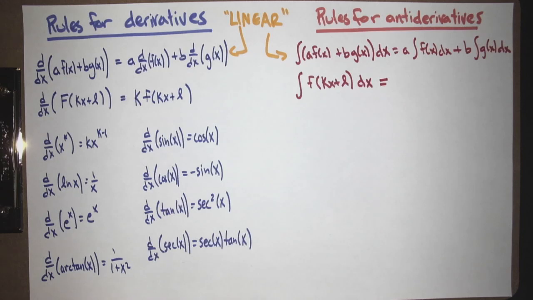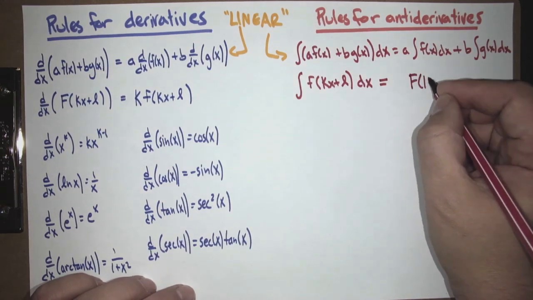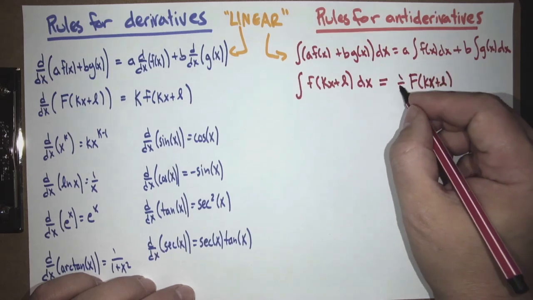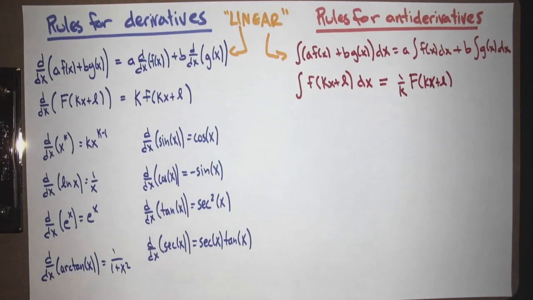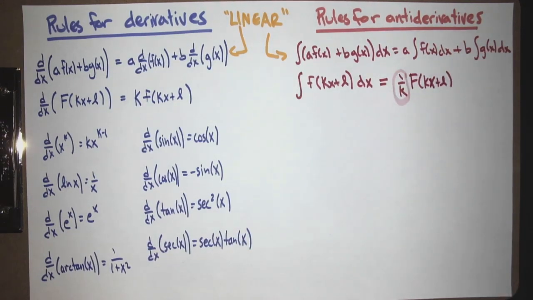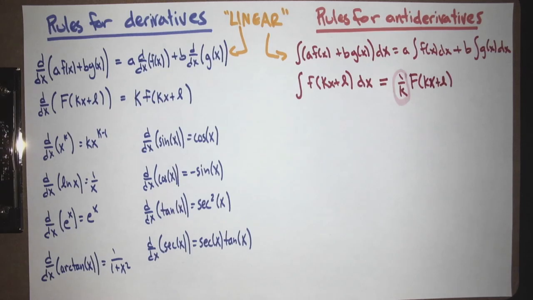Capital F of kx plus L, over k. So I'll put a 1 over k in front. Now the nice thing is, k is a constant, and there's one basic philosophy: constants are easy to move around. Why are they easy to move around? Because of linearity. You can move constants in, you can move constants out.